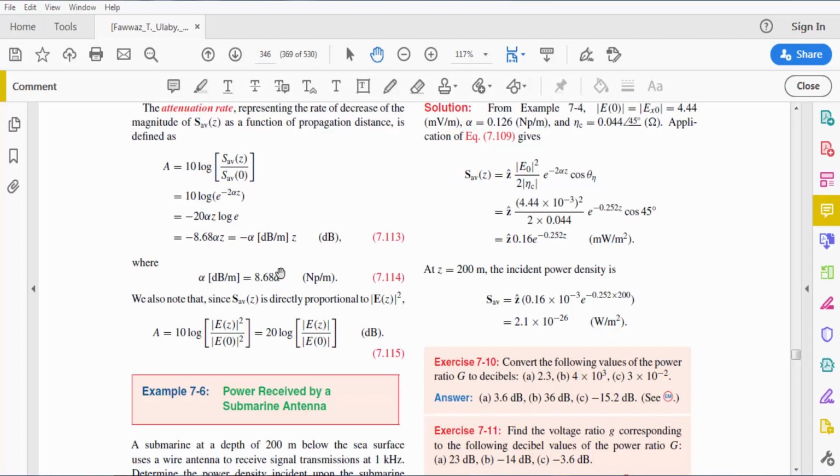So any value of attenuation rate in scalar, we can convert to dB per meter by multiplying it by 8.68. The same thing applies if we measure the attenuation rate for fields, that means the field at any position to the maximum field or the field at the initial position, and here we multiply this ratio by 20 logarithm, because the power or power density is proportional to the square of the fields.